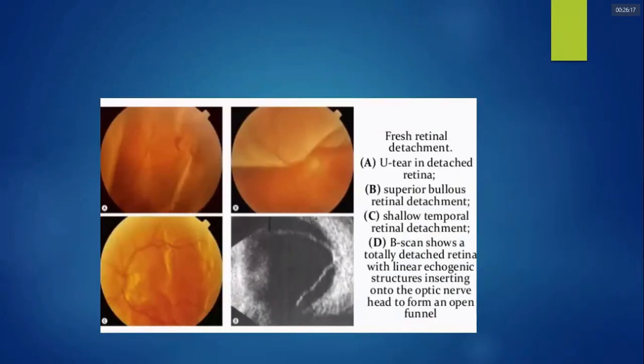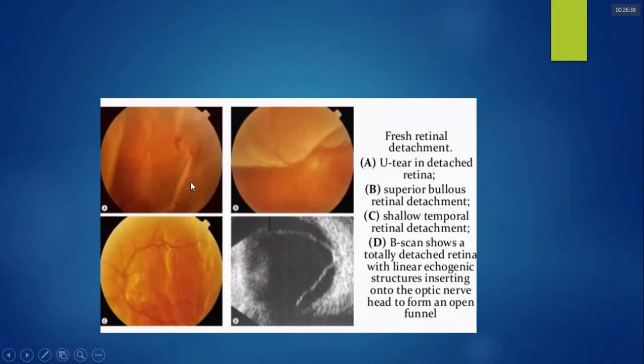So these are the different types of retinal detachment. The fresh retinal detachment you will see like this: the white retina along with the vessels floating over it. This is a typical presentation. And in case of the B scan ocular ultrasound, you will see this type. It's attached and it is detached.